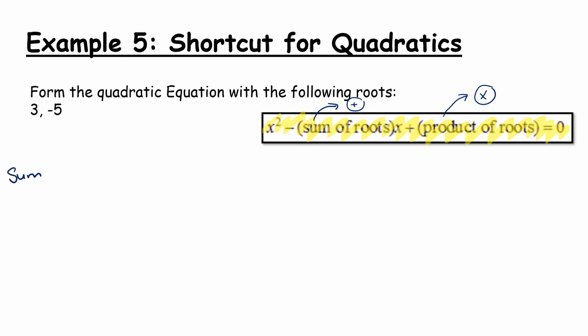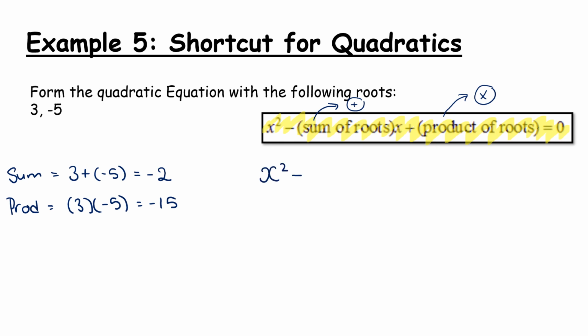So if we do the sum of the roots, it's going to be 3 plus minus 5, which gives us minus 2. The product of the roots is going to be 3 by minus 5, which is minus 15. Then our formula is x squared minus, instead of the sum of the roots, we're putting in minus 2. Make sure you use your brackets. And that is followed by an x plus, and then the product of the roots, minus 15 equals 0.